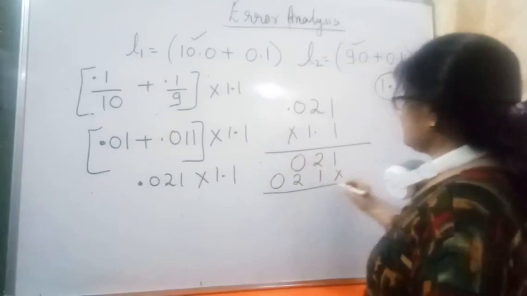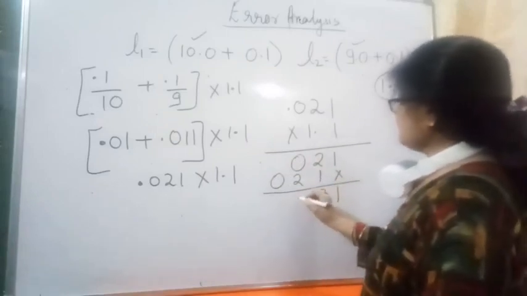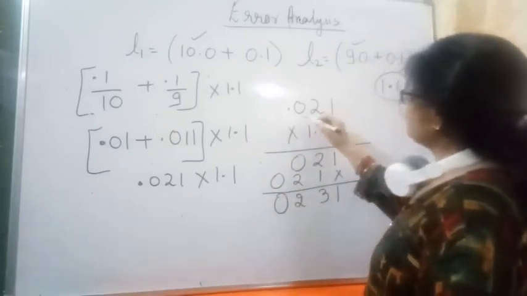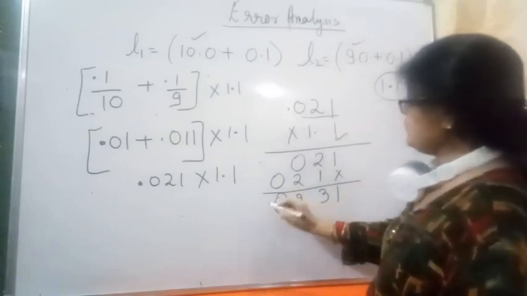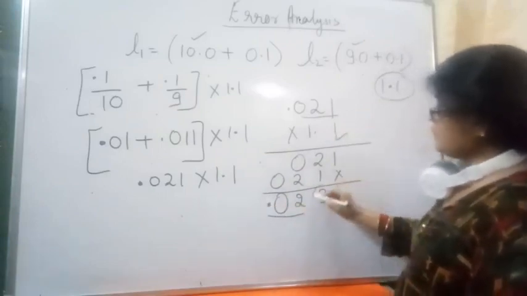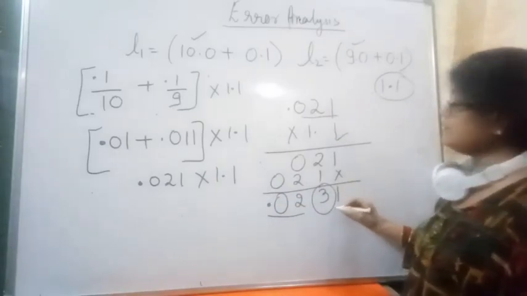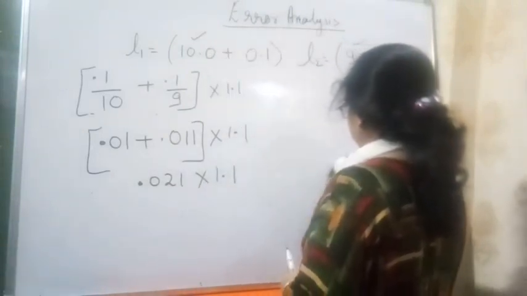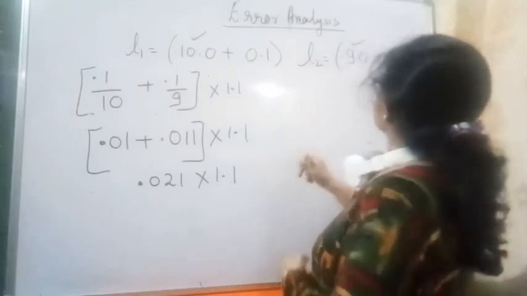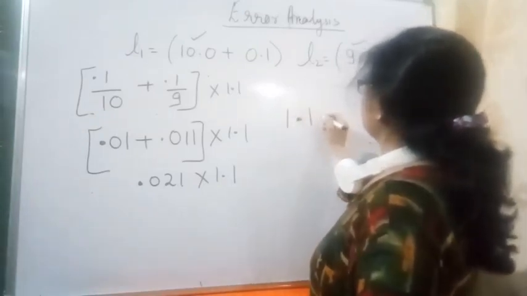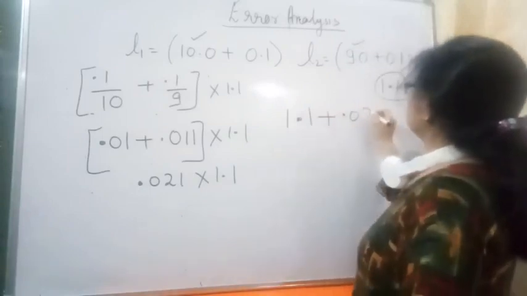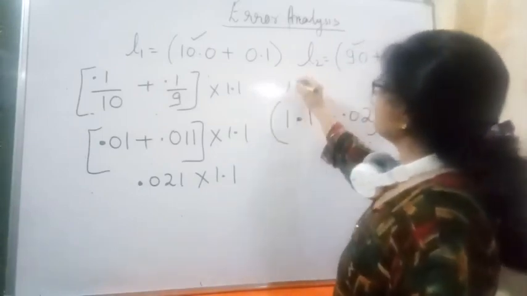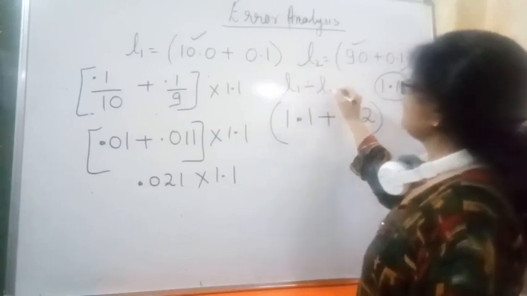Some students might be intelligent. Now this 0.0231, 2 to 4, that means 0.02. We just neglect 3 because it is less than 5. So our correct answer is 1.1 plus 0.02. This is the value of L1 divided over L2.